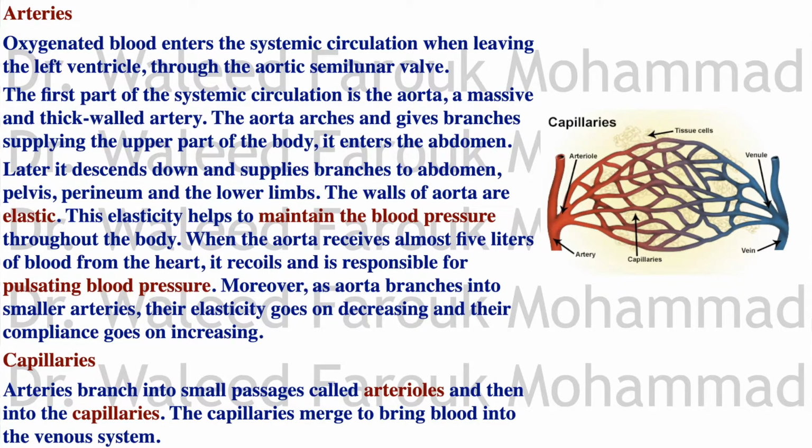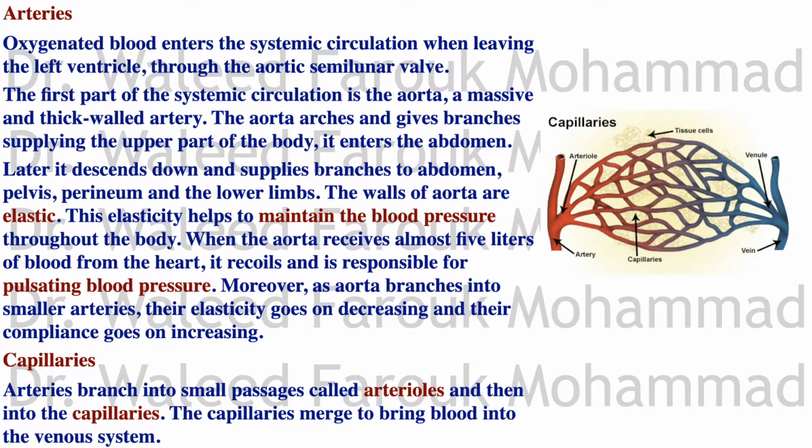Now, the first part of this circulation is the aorta, which is a huge artery with a very thick wall and high elasticity. It arches over the left main bronchus and gives three main branches: the brachiocephalic, the left common carotid, and the left subclavian, to supply the upper part of the body.